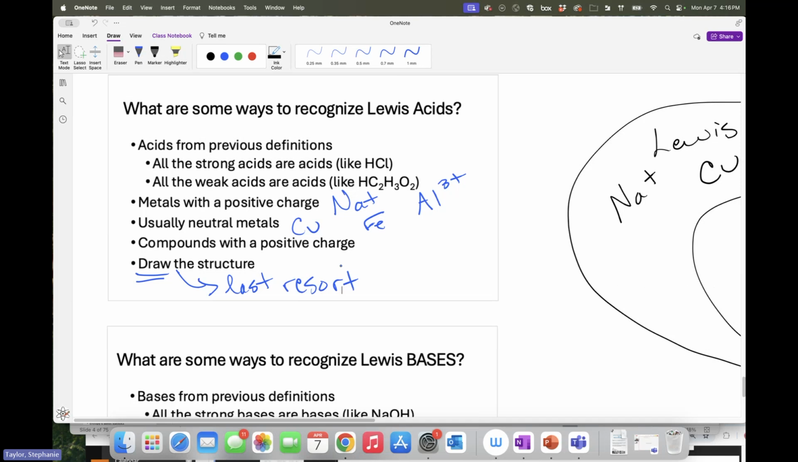My Lewis bases are going to look similar, but be about bases.